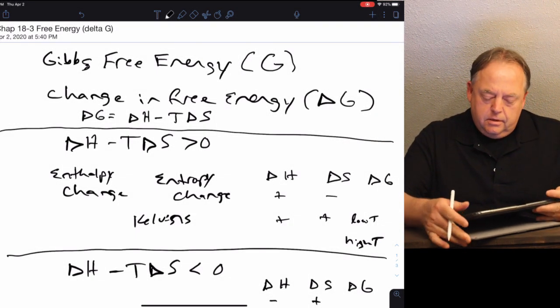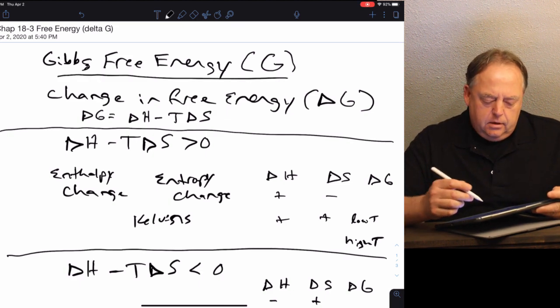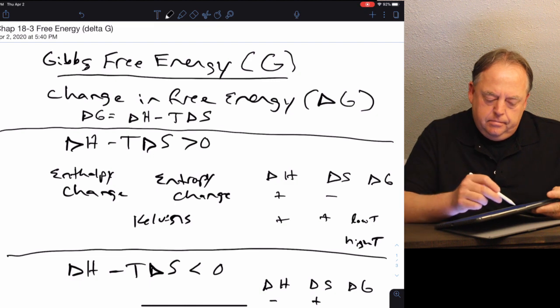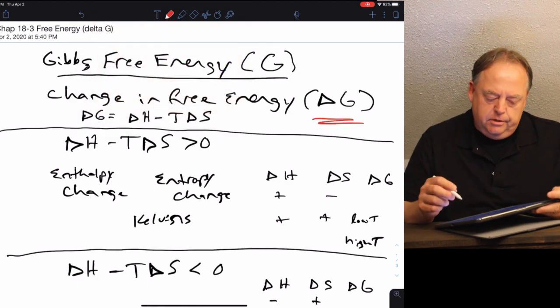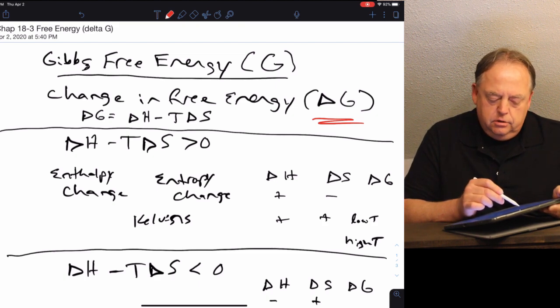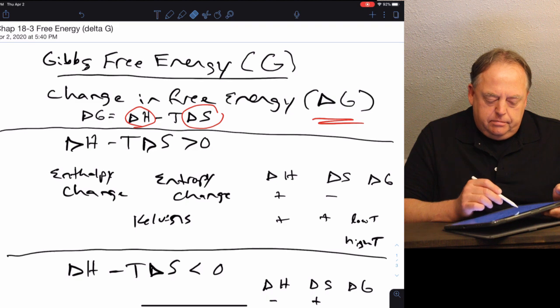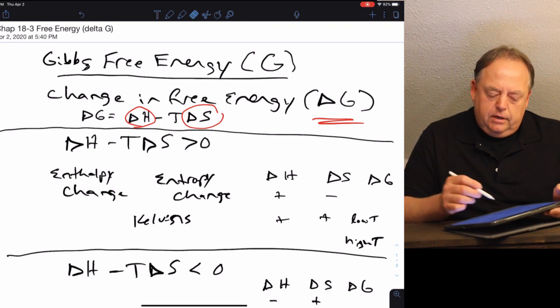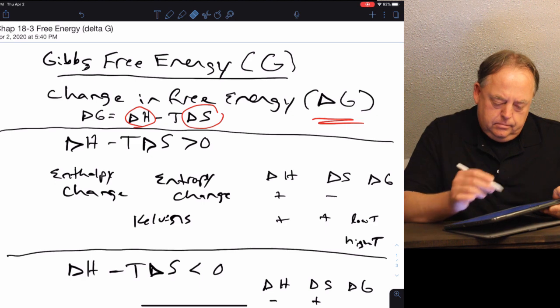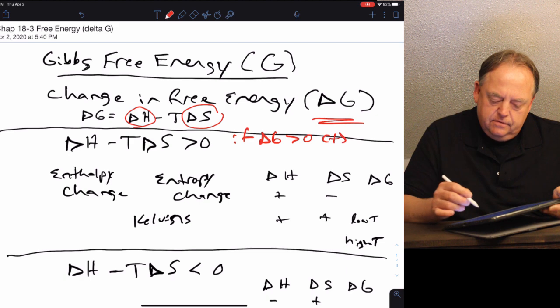Okay, so this lecture covers the concept of Gibbs free energy, given the symbol G, or change in free energy, given the symbol delta G. Delta G is equal to the change in enthalpy minus the temperature times the change in entropy. If delta H minus T delta S is greater than 0, so if delta G is positive, then the reaction is non-spontaneous.